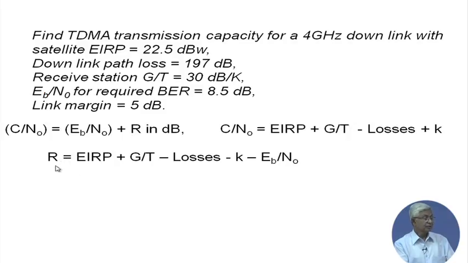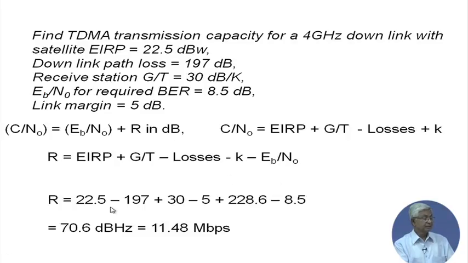So, the transmission bit rate is equal to EIRP plus G by T minus losses minus K and minus Eb by N naught. These are all in dB. I have put these numbers, so the transmission bit rate comes out to be 70.6 dB hertz. You remember the K number, that was minus 228.6. So here minus minus becomes plus. All other numbers are already available in the problem. So R comes out to be 70.6 dB hertz, and converting into ratio you will get 11.48 megabits per second.